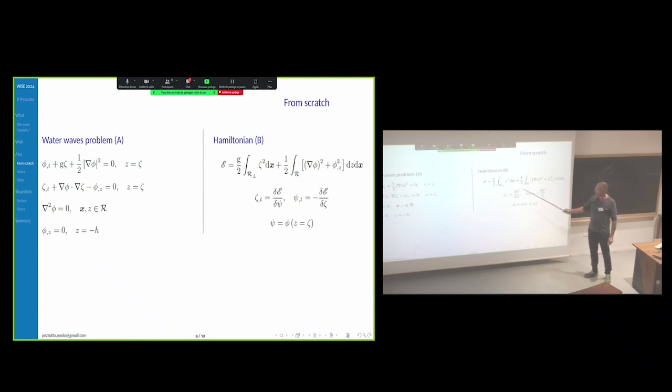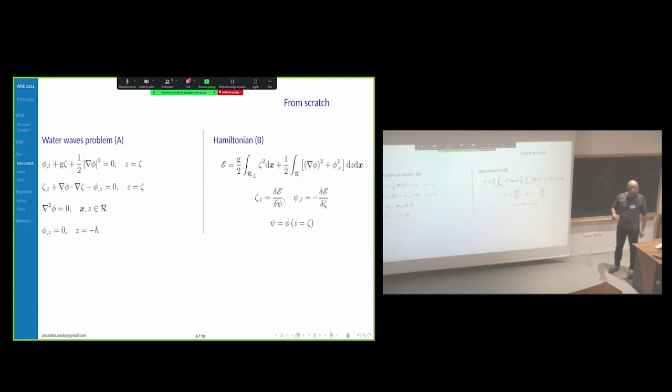If you read the Zakharov seminal paper, he shows that this Hamiltonian generates these two variational equations that correspond to the first two equations of the water wave problem, the dynamic and kinematic conditions on the surface. Of course, you have to add to the Hamiltonian problem the Laplace equation and the bottom boundary condition. But that problem on the right is not solvable, actually. There's something missing. Anyone have a guess?